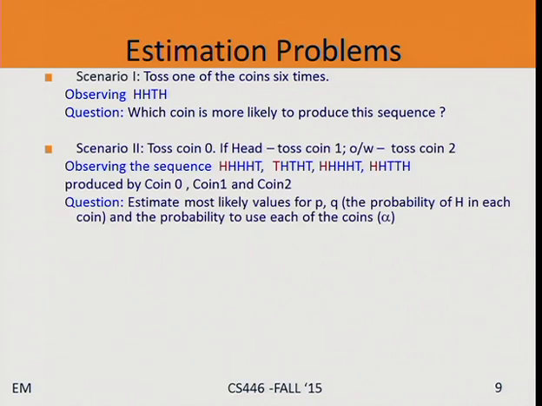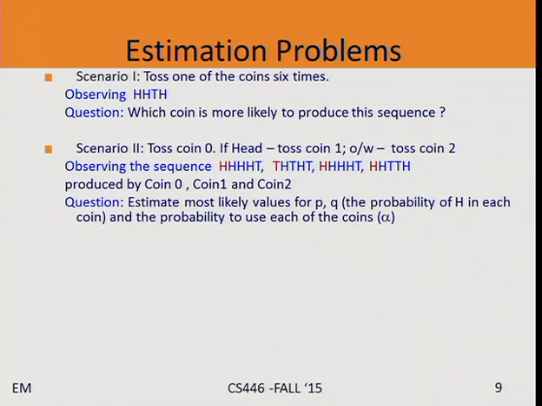Not so difficult. Here is another, perhaps more difficult question. Scenario 2: I'm going to first toss coin 0. If it's head, I'm going to toss coin 1. If it's tail, I'm going to toss coin 2. And I'm going to give you this data: H, and then a sequence, T, and then a sequence, H, and then a sequence, where the first one is the coin 0, and the rest is whatever coin I tossed later.